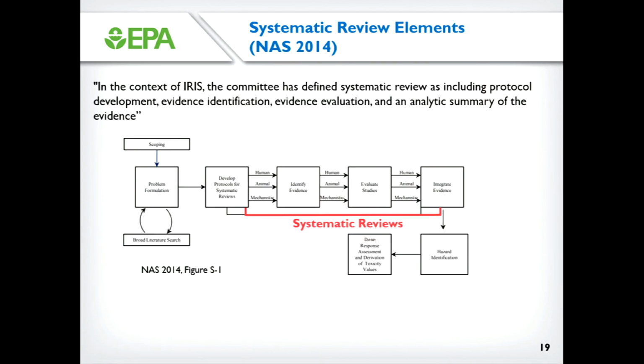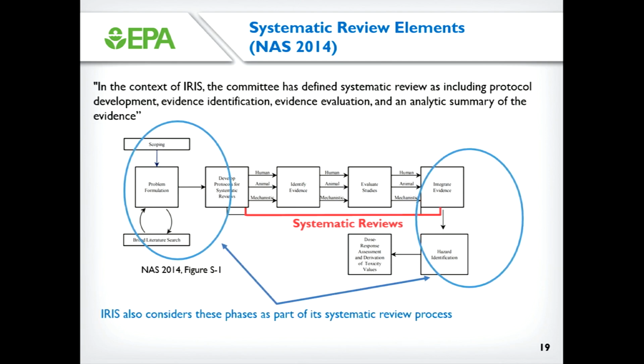In the 2014 NAS report, there's a schematic that includes sort of the phases of an assessment, starting off with scoping and problem formulation, to actually doing the assessment, collecting the evidence, summarizing the quality of individual pieces of the evidence, looking across evidence, and then using that to inform hazard conclusions, and then subsequently deriving toxicity values. So in that report, the systematic review is really sort of defined as more sort of developing the protocol and evidence integration. Within IRIS, in our talk today, you're going to sort of see that for us, it's really more of an expansion.